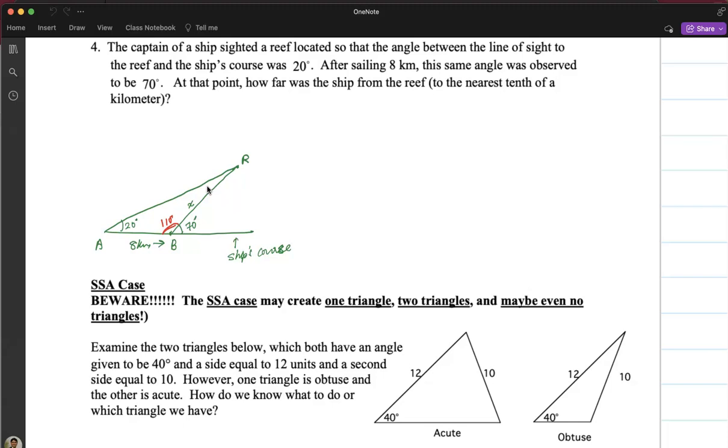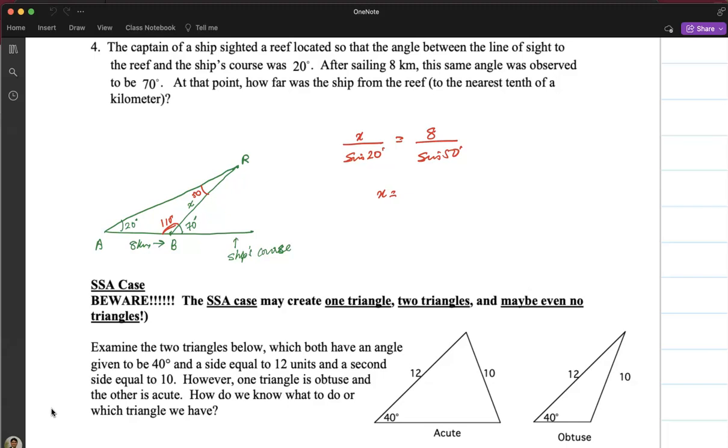Yes. So x upon sine 20 is equal to 8 upon sine 50. That gives 3.57. So 3.57 kilometers is the distance.